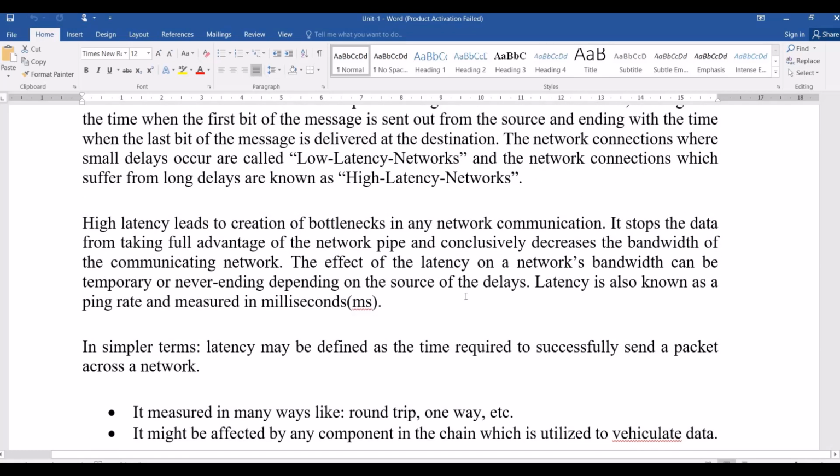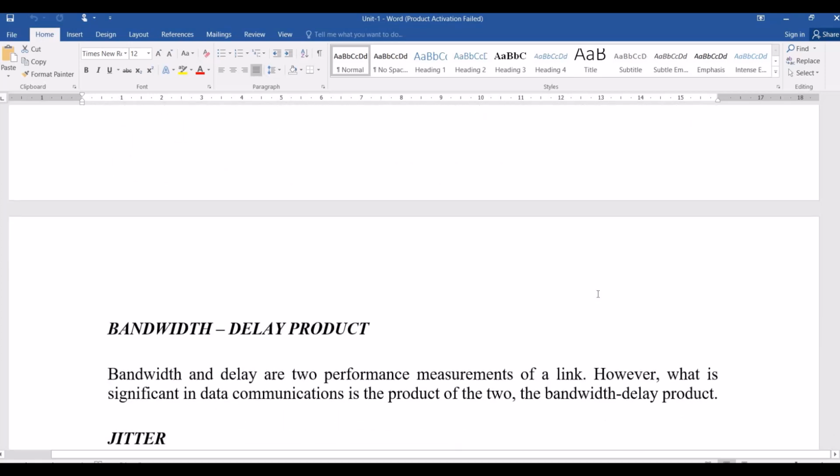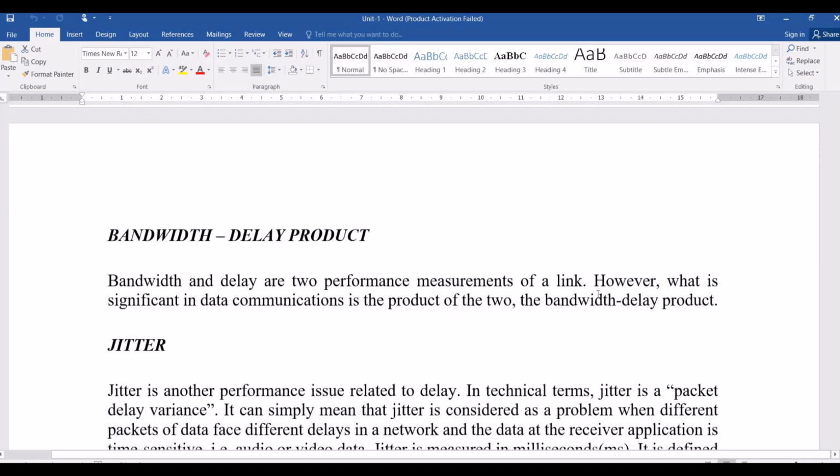Latency is the time required to successfully send a packet across the network. It can be a round trip or one way, and it might be affected by any change in the utilization of the data while it is moving.